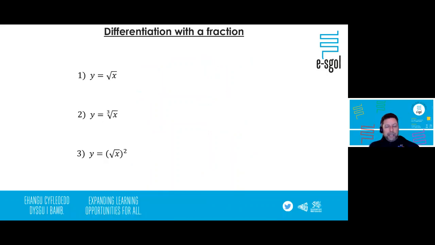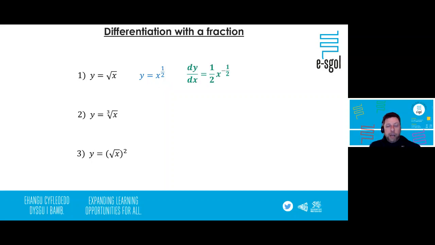Now, these ones, again, you might have seen in GCSE maths. You might know that 25 to the power of a half is the same as square root. Cube root is the same as the power of a third. The last one's a little bit specialist. So the first one, I've rewritten the square root. As it said, we need an index form, y equals x to the power of a half.